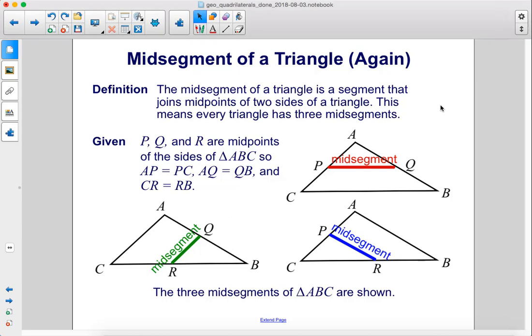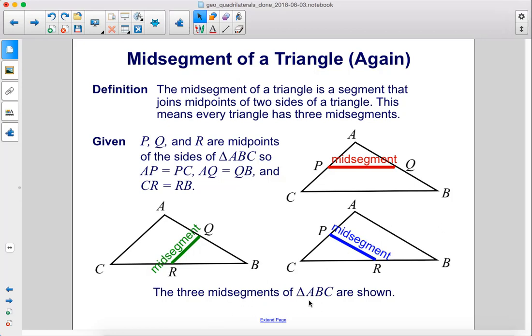The midsegment of a triangle is a segment that joins midpoints of two sides of a triangle. This means every triangle has three midsegments. So given P, Q, and R are midpoints of the sides of triangle ABC, AP equals PC, AQ equals QB, and CR equals RB.